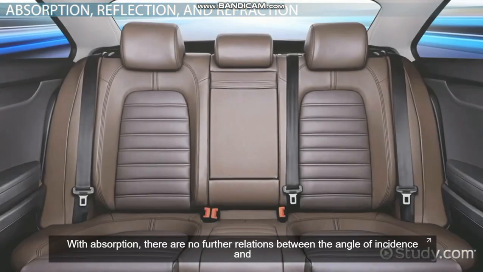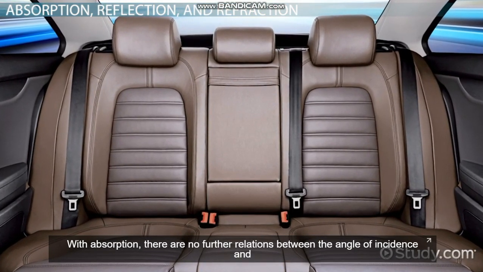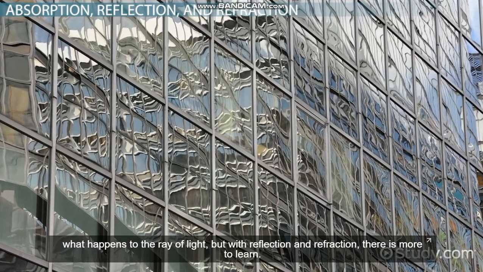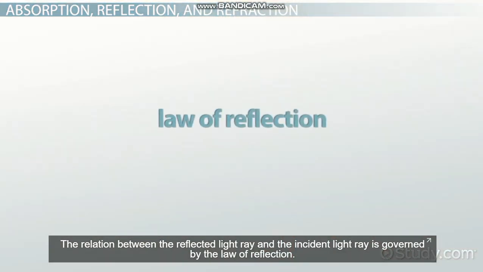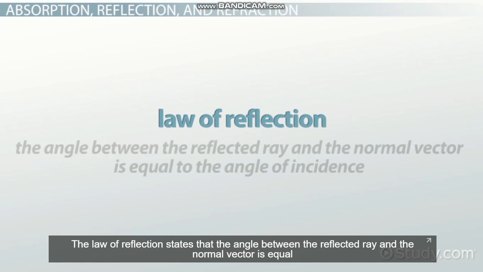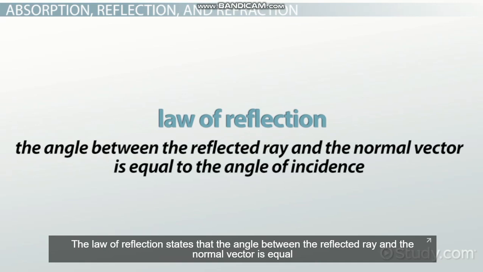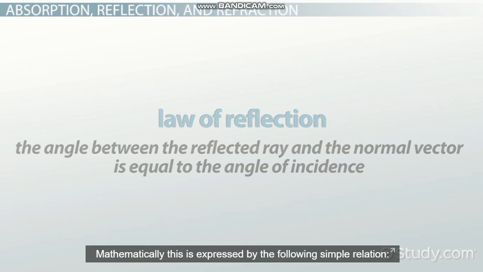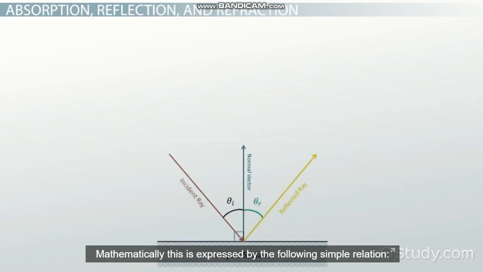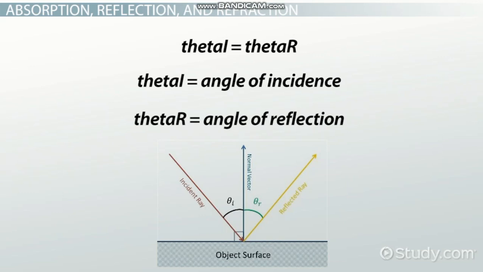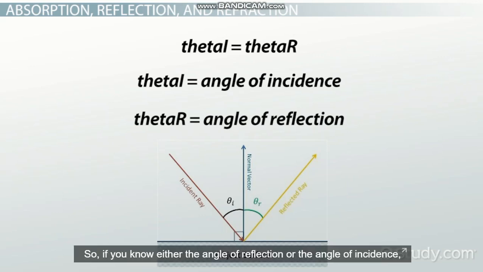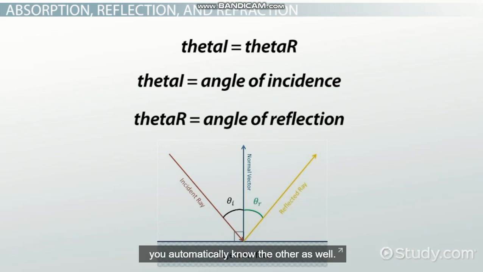With absorption, there are no further relations between the angle of incidence and what happens to the ray of light, but with reflection and refraction, there's more to learn. The relation between the reflected light ray and the incident light ray is governed by the law of reflection. The law of reflection states that the angle between the reflected ray and the normal vector is equal to the angle of incidence. Mathematically, this is expressed by the following simple relation. Theta i equals theta r. Theta i is the angle of incidence, and theta r is the angle of reflection. So, if you know either the angle of reflection or the angle of incidence, you automatically know the other as well.